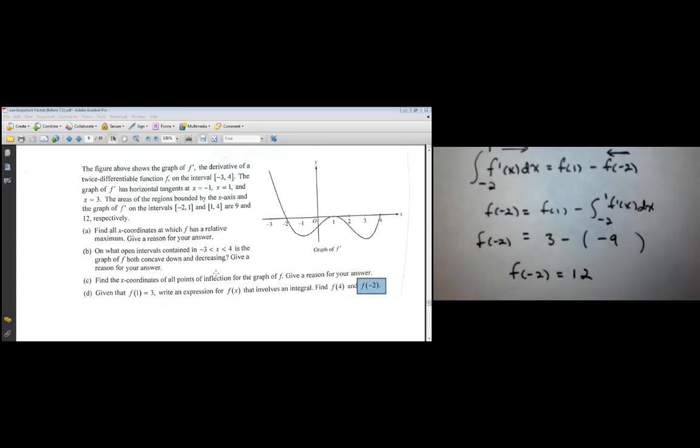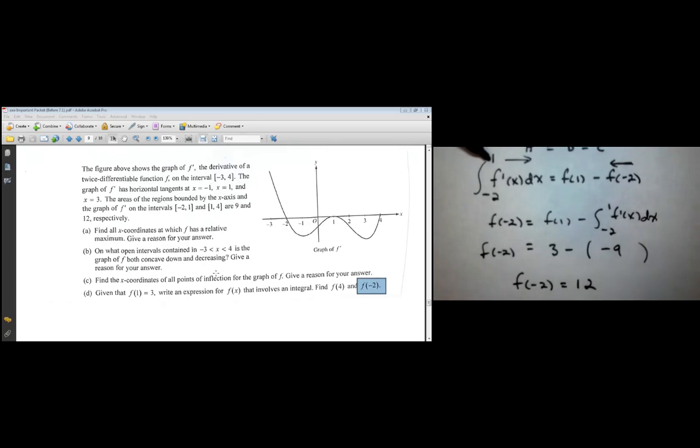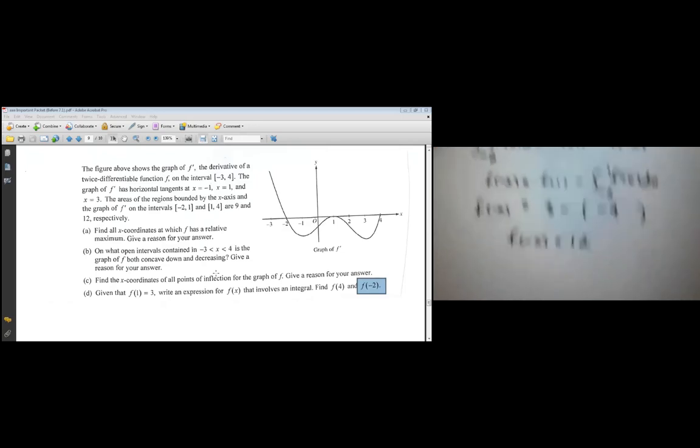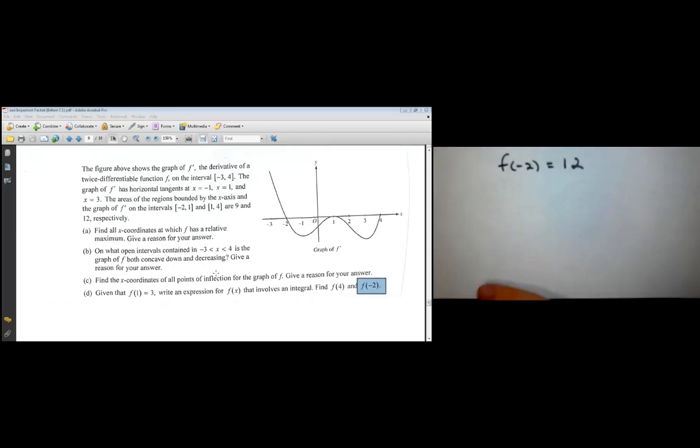Do we have questions? Everybody in chat, did that make sense? Wait, I have a question. Because it said that the interval was -2 to 1, I did f of -2 minus f of 1. Hold on, which way do your bounds go? Which one was on the top? -2, because in the question it said that was first. Where did it say that? It said the areas of the regions bounded by the x-axis and the graph of f on the interval -2 to 1. Oh, okay, I get what you're saying.